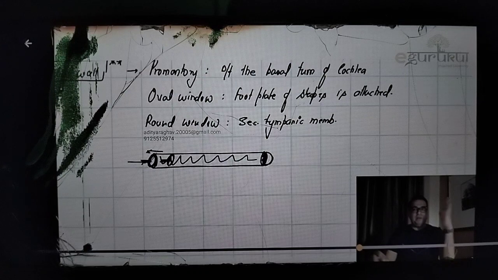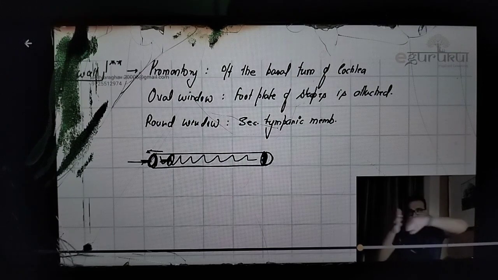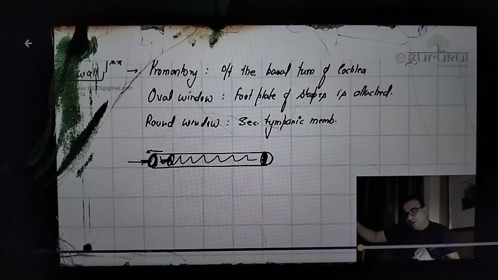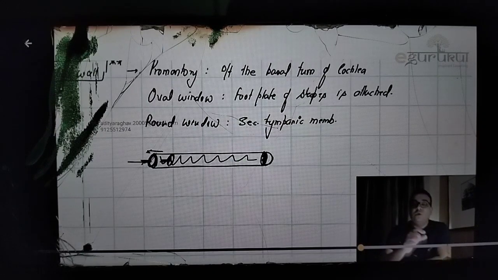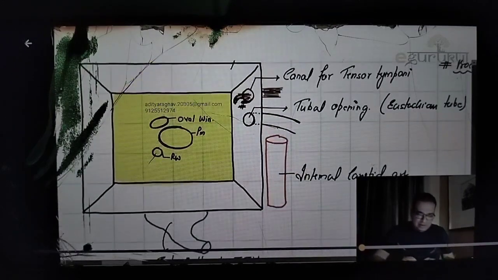Because every time the tympanic membrane vibrates, understand this, all 3 ear ossicles will also vibrate. When the stapes vibrates, it will push the oval window. When the oval window is pushed, the fluid inside the cochlea is pushed, and that displaced fluid will come back and hit the round window, which has a secondary tympanic membrane. So every time the tympanic membrane vibrates, the oval window and round window will also vibrate along with it. That is the place where the secondary tympanic membrane is present.